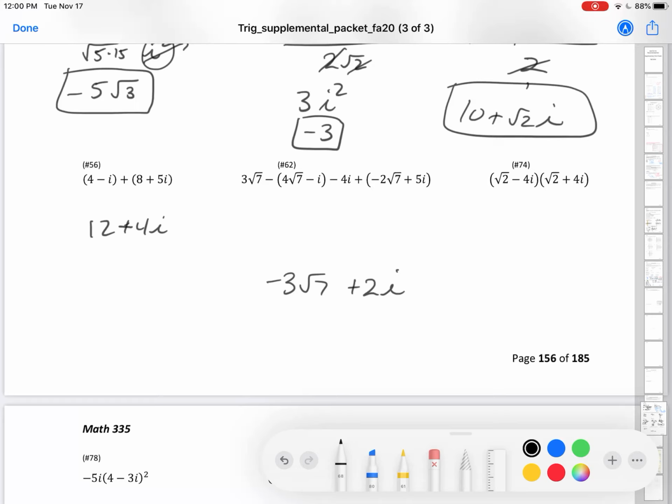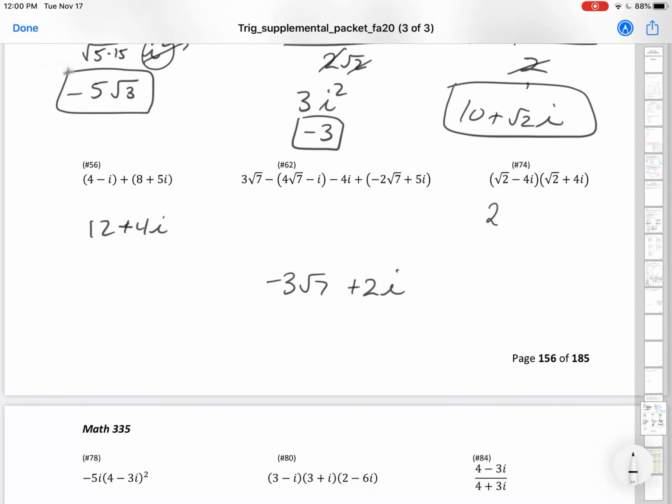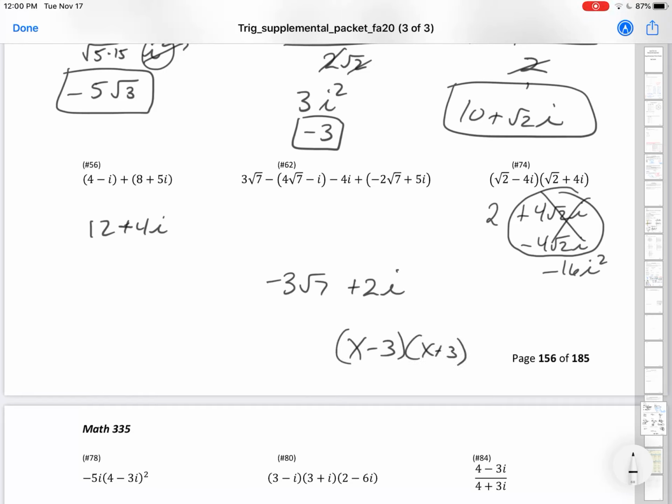If we didn't recognize that and just write down what it should be, we could FOIL it out. Root 2 times root 2 is 2. Root 2 times 4i is plus 4 root 2 i. Negative 4i times root 2 is negative 4 root 2 i. And negative 4i times 4i is negative 16 i squared. And so look what happens. These middle terms cancel out, just like we knew they would from our experience in beginning algebra dealing with x minus 3 times x plus 3. We love these conjugate pairs. In fact, we have used them already in our class.